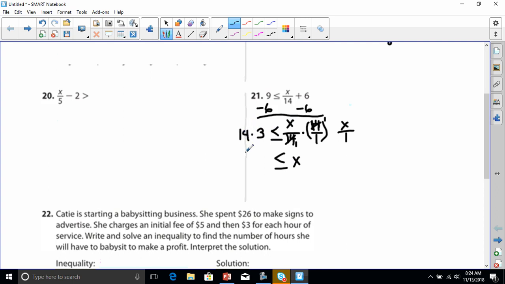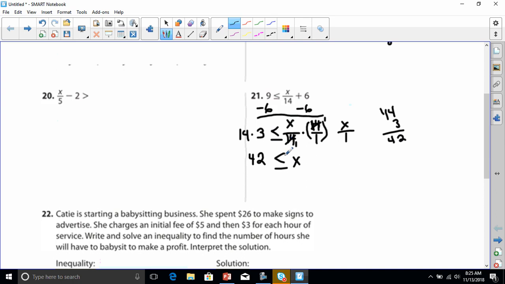Now you might notice I didn't put an over 1. And that's because any number over 1 is itself, so I'm just going to leave this 14, because if not, I'll have 14 over 1 times 13 over 1. Now I need to multiply these together. 14 times 3. Well, 4 times 3 is 12, and carry the 1, that leaves me with 42. So this side I'm going to have 42. And I know now that x equals 42.